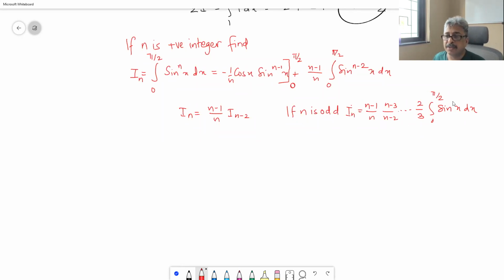Okay. So if n is odd, this last term is going to be equal to integral of sine x from 0 to pi by 2. The integral of sine is minus cos, to be evaluated between pi by 2 and 0, minus 0 minus 1, so this becomes 1. And hence the answer when it is odd is, I will write it again. So if n is even, I n is going to be equal to, this is an even number, odd number, even number, odd number, and it will continue till your last number is even number 2, odd number 1, integral sine raised to 0. Now, sine raised to 0 is 1, so integral 0 to pi by 2 dx is to be evaluated. So it is pi by 2 minus 0.